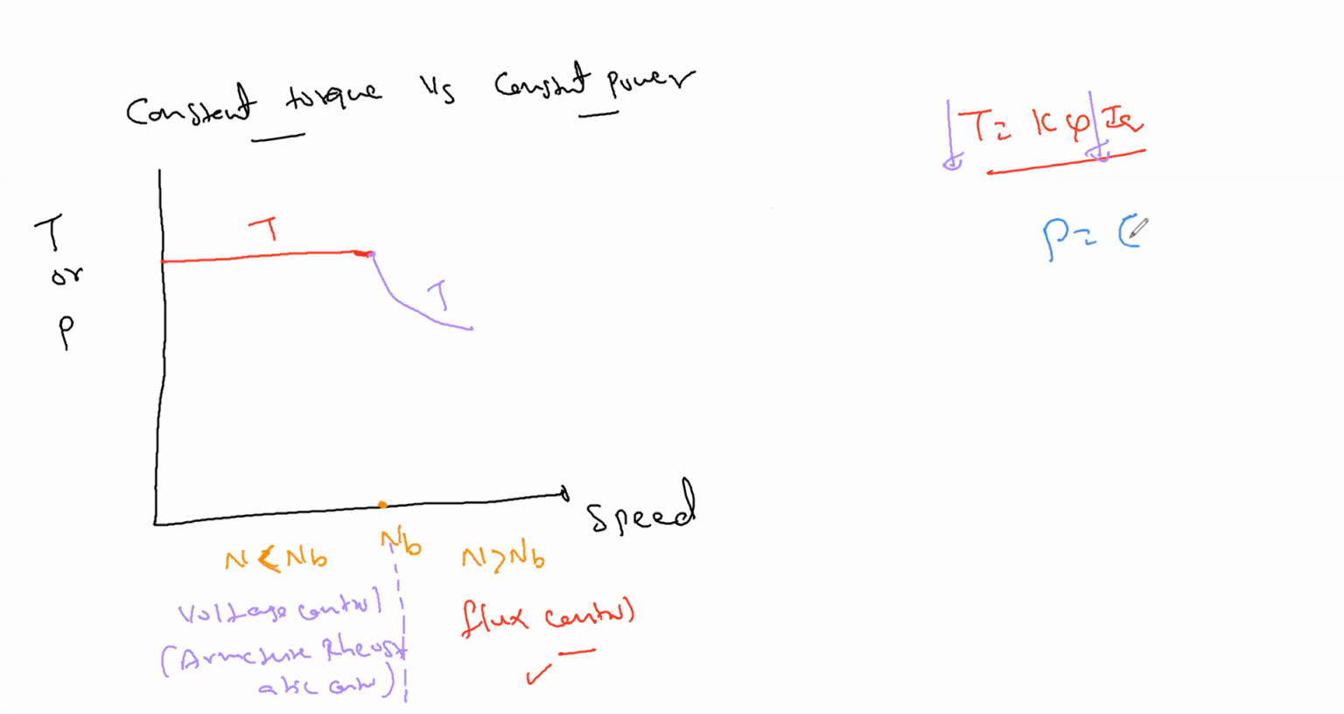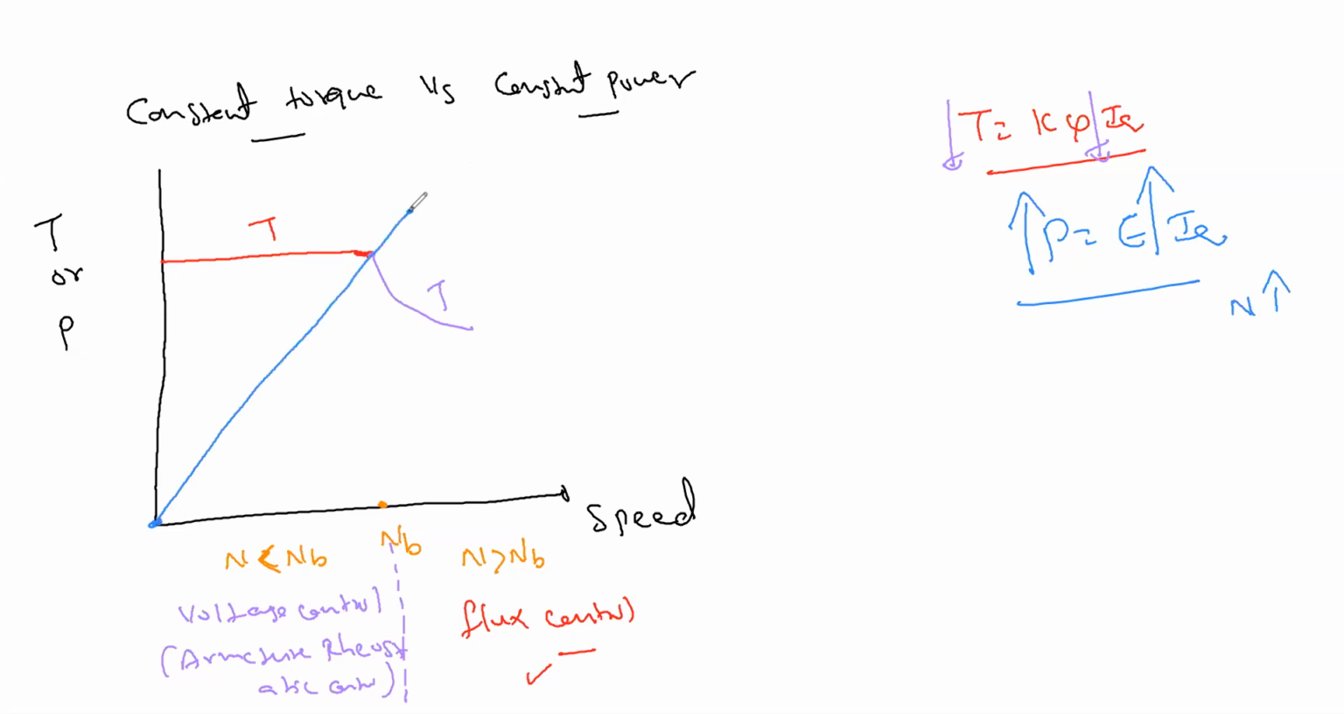Power, which is equal to E into IA. In the voltage control method, what do we do? Initially voltage is 0, so power is 0 and speed is 0. When the voltage increases, meaning the voltage of the generator or the voltage input to the motor increases, power increases linearly and speed increases, starting from 0. So power is increased here like this.